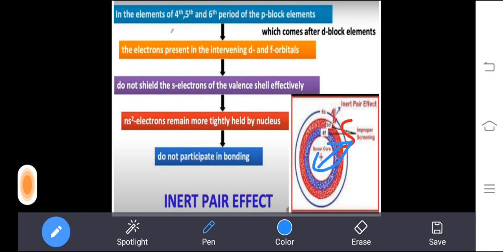So the electron present in the S orbital can't leave that easily. The electron in the outermost shell, that means in the P, we can remove. Due to this, the oxidation state will be reduced from plus 3 to plus 1. So the electron present in the S will not be involved in the bond formation. This principle is said to be the inert pair effect.